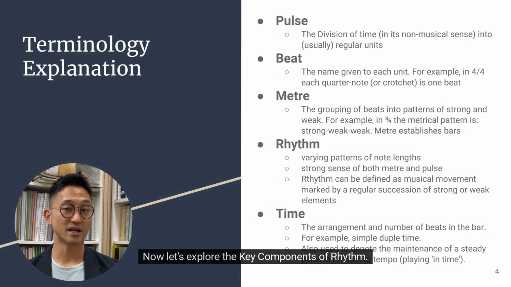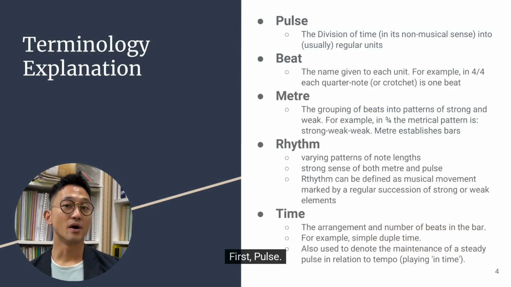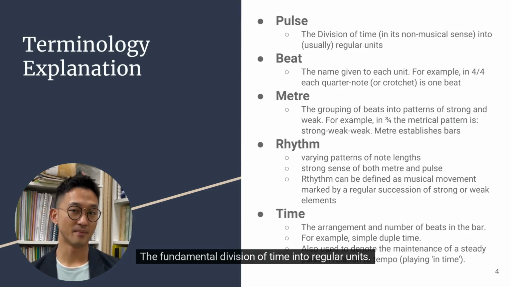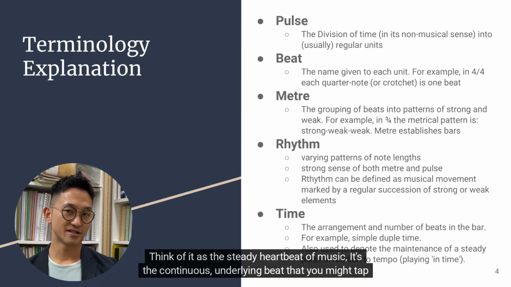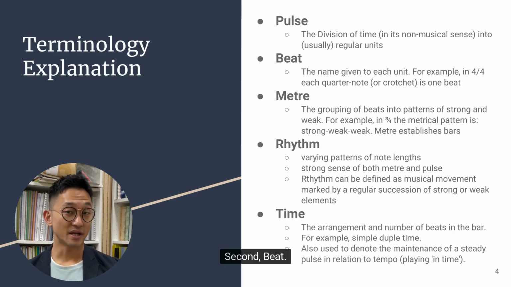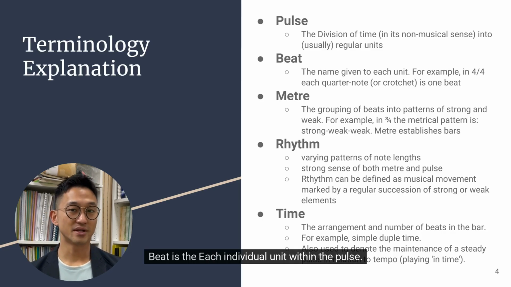Now let's explore the key components of rhythm. First, pulse, the fundamental division of time into regular units. Think of it as the steady heartbeat of music, the continuous, underlying beat that you might tap your foot to. Second, beat. Beat is each individual unit within the pulse.